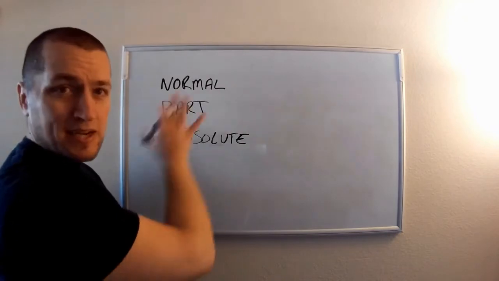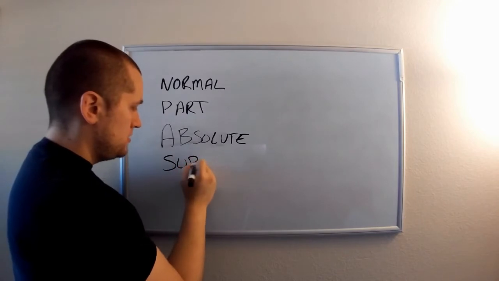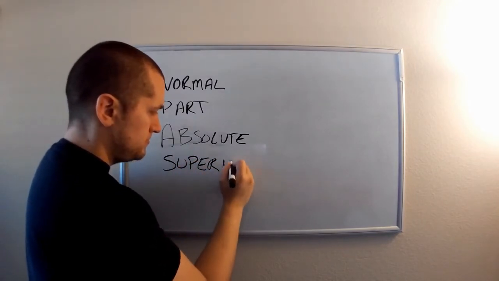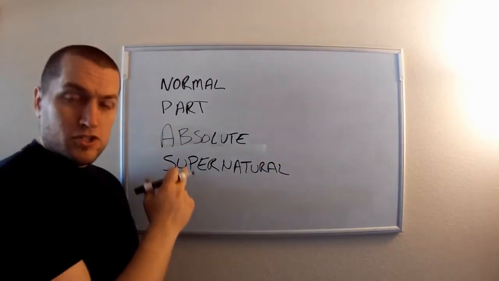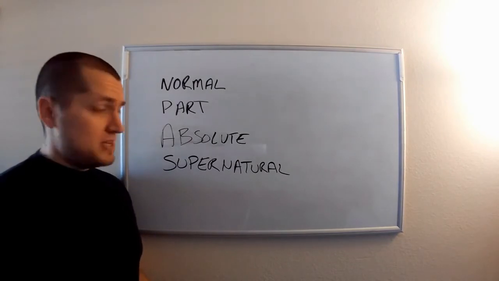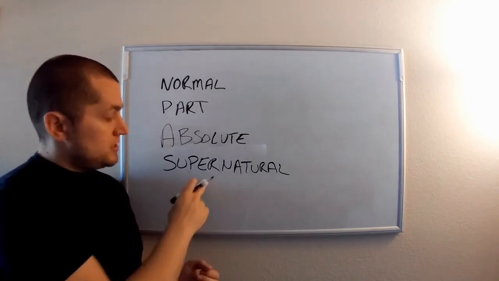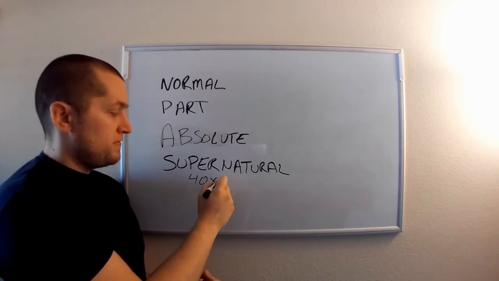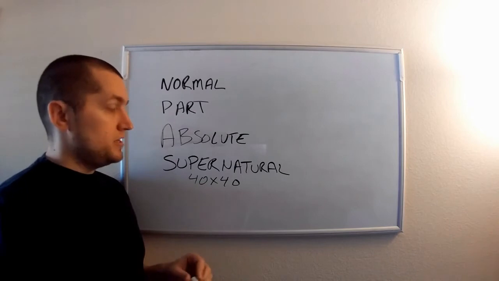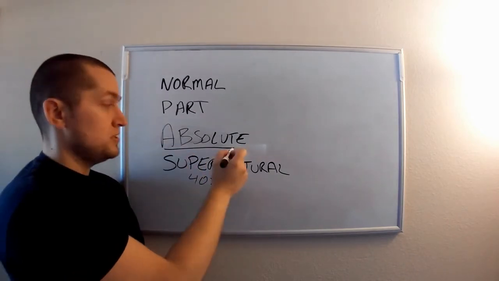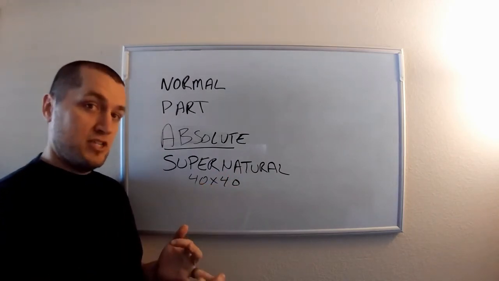And the fourth, when it comes to this category of fast, is the supernatural. Supernatural is pretty much the only way I can describe it. This occurs twice in the Bible. The very first one is Moses. This is where it's the 40 by 40. 40 days, 40 nights, no food, no water. It is absolute to the extreme. Moses does it and Elijah does it.